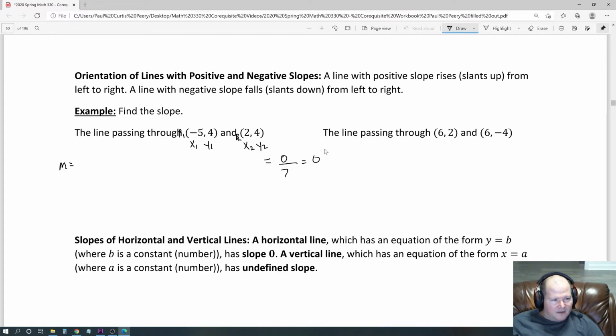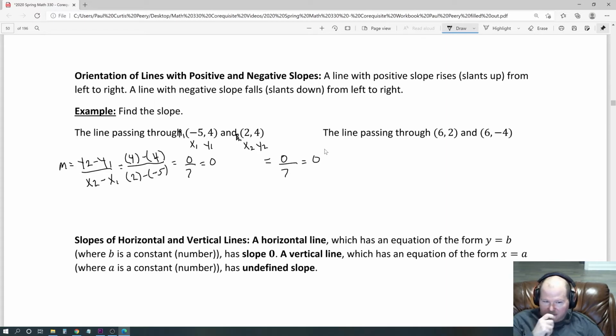So in this case, what we have is the general formula of y2 minus y1 over x2 minus x1, and we plug everything in. y2 is 4, y1 is also 4, x2 is 2, x1 is -5. That gives me a 0 over a 7. And we say 0 divided by 7 is 0. So it confirmed it. Awesome.